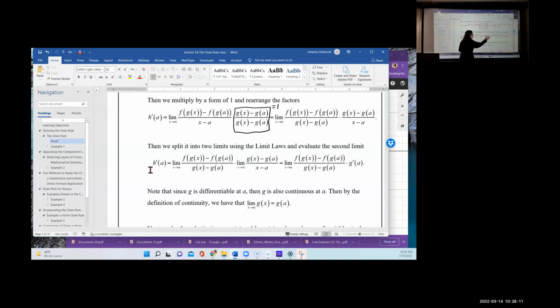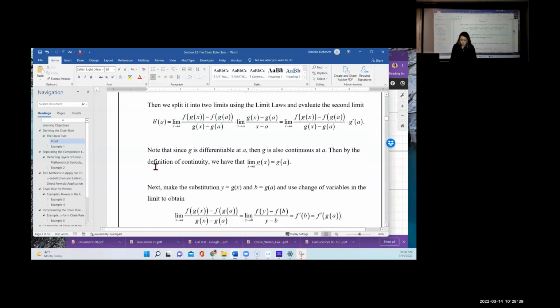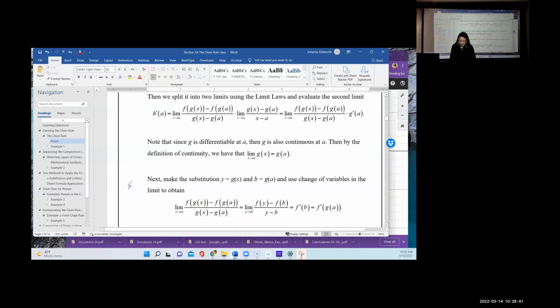Now the second one, this is just the x approaching a definition of the derivative of g. So this gives me g prime at a. So that part is the derivative. The first part is a little bit different. All right. Now, since g is differentiable at a, then it has to be continuous there. And that means by the definition of continuity, the limit of g of x has to equal g of a. So we have g prime of a.